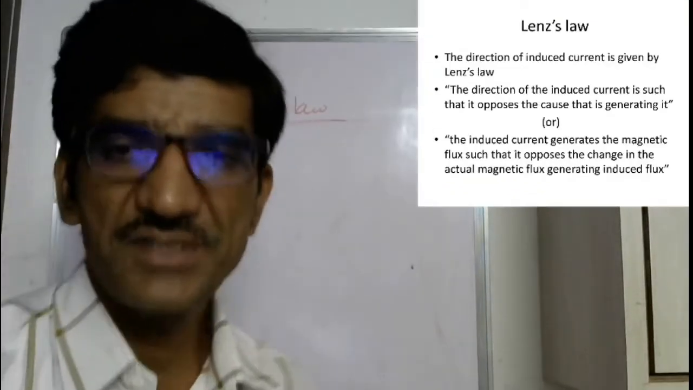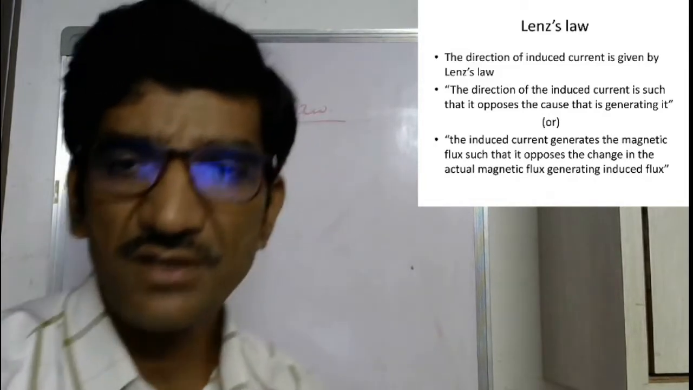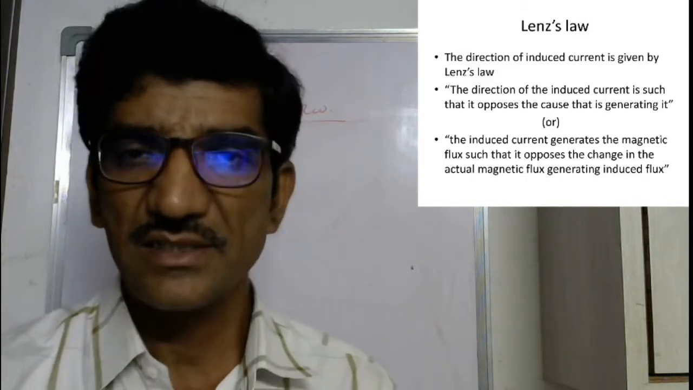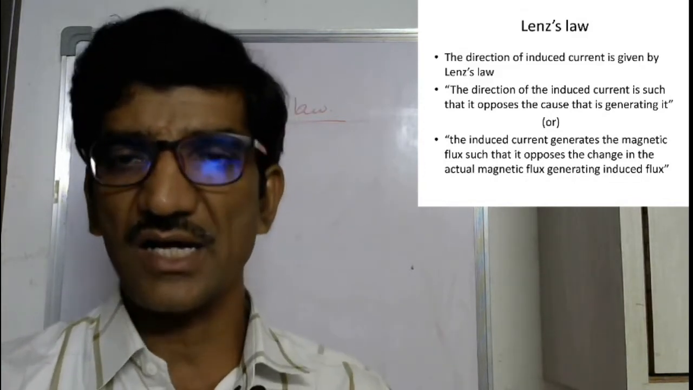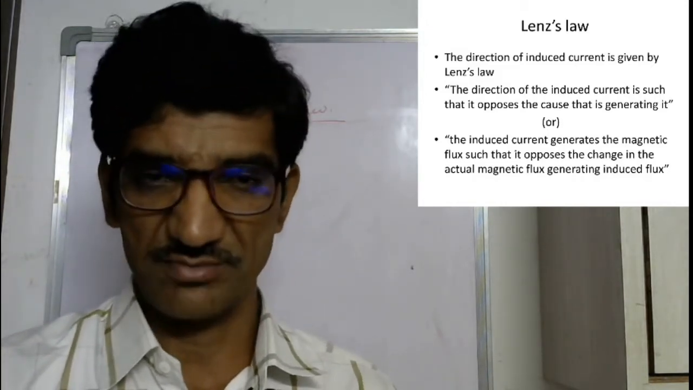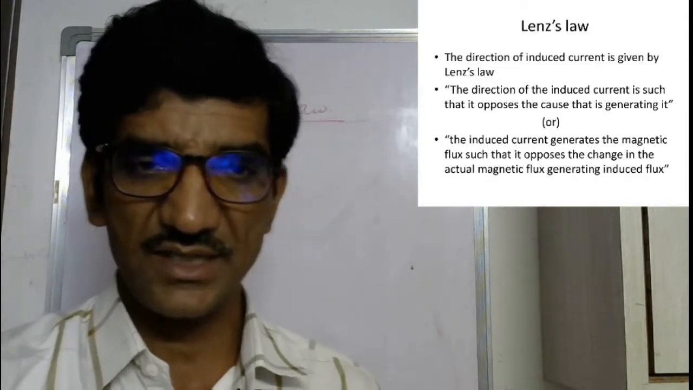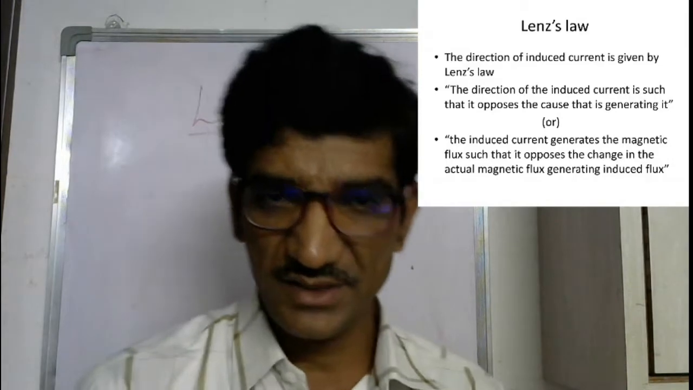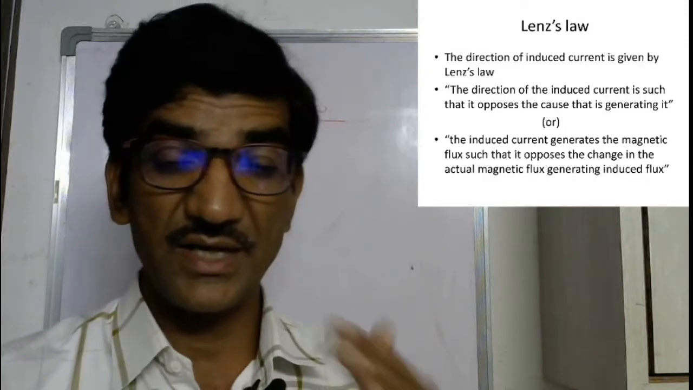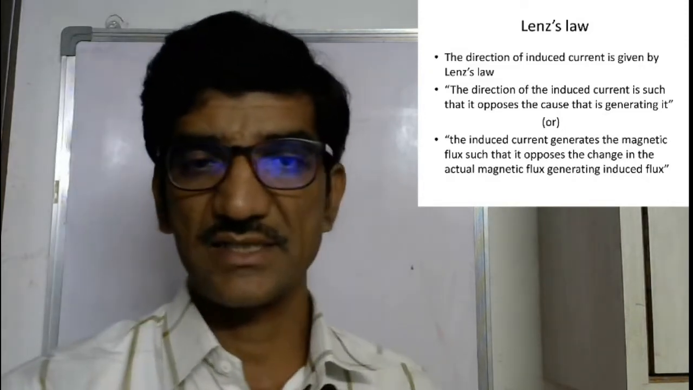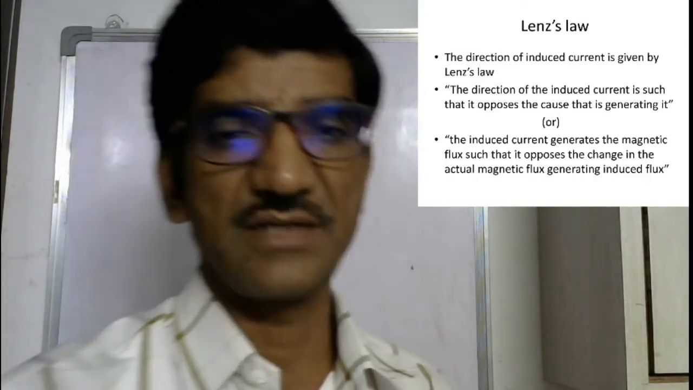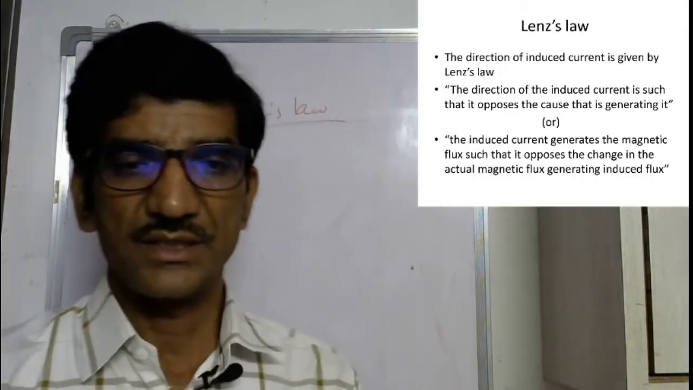What is Lenz's law? You can see this on the slide. The direction of the induced current is such that it opposes the cause that is generating it. That means, what is the cause here? The change in the external magnetic field. So the current is induced in a coil placed in the varying magnetic field such that it opposes the change in the external magnetic field, which is in turn the cause of the induced EMF.